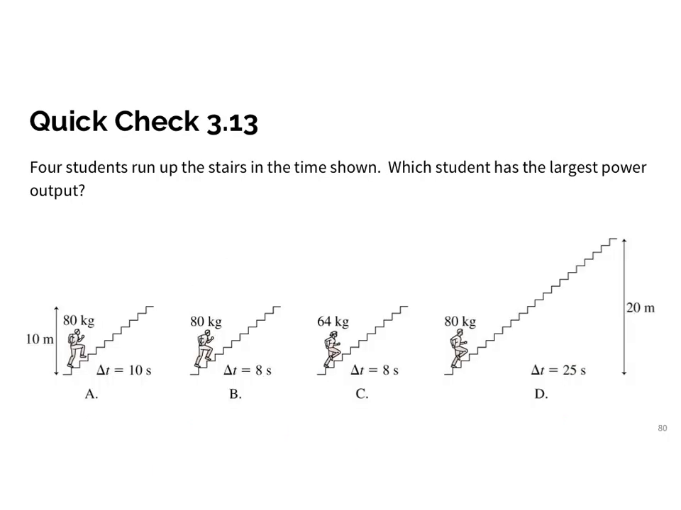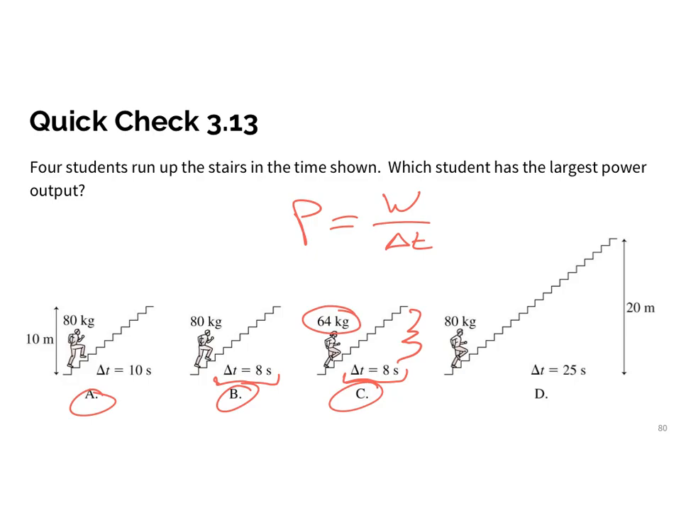4 students run up the stairs in the time shown. Which student has the largest power output? Power, again, is work over time. And we see that students A, B, and C are all going up the same height, 10 meters. But it matters how much work they're doing as well. So B and C, for example, they both take 8 seconds.